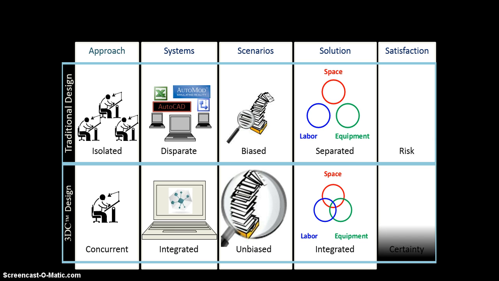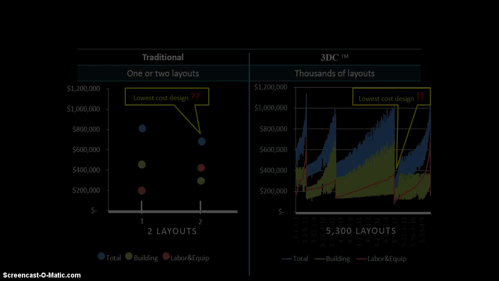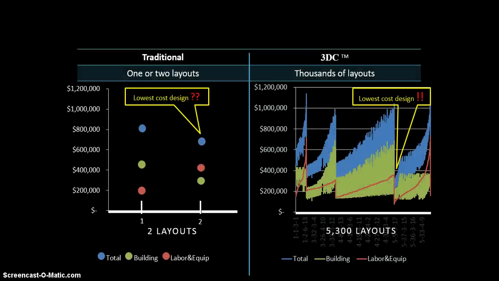The traditional design approach results in the risk of not having looked at the best design, while 3DC design results in the certainty that all solutions have been evaluated. To the left, the traditional design approach might produce the expected cost of 2 layouts, while in the example on the right, 3DC produces a fully costed comparison of 5,300 layouts.